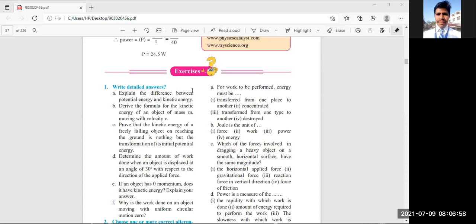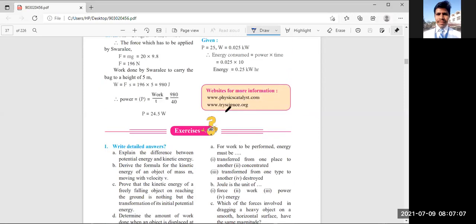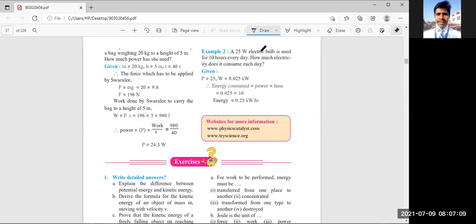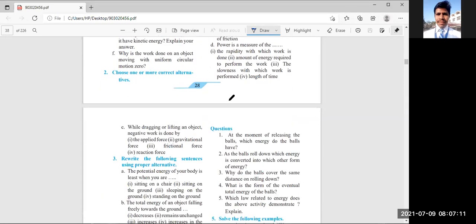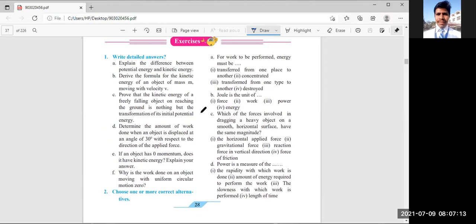Write detailed answers. First question: explain the difference between potential energy and kinetic energy. What is the question? Write the difference between potential energy and kinetic energy. Okay, so what can we write about it?